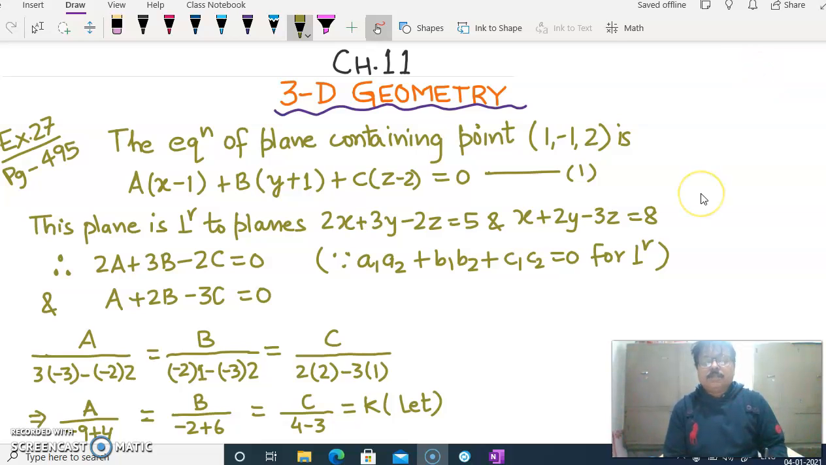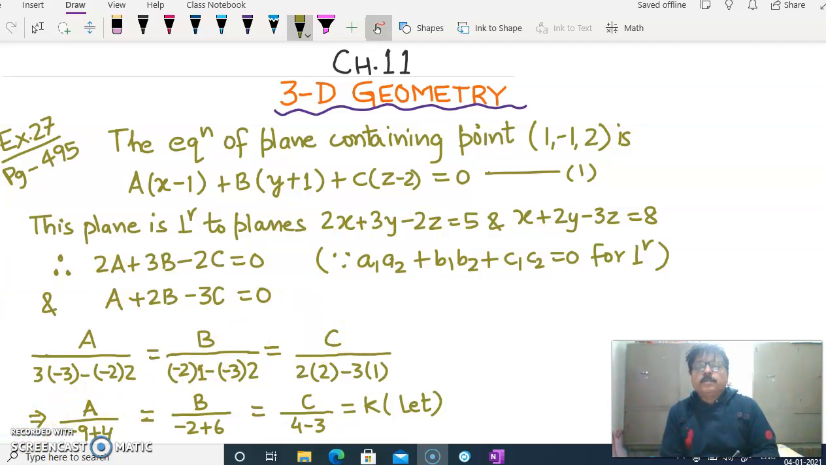Hello students, continuing with chapter 11, 3D geometry. Let us take certain examples. Example 27 on page 495 says, find the equation of the plane that contains the point (1, -1, 2) and is perpendicular to each of the planes 2x + 3y - 2z = 5 and x + 2y - 3z = 8.